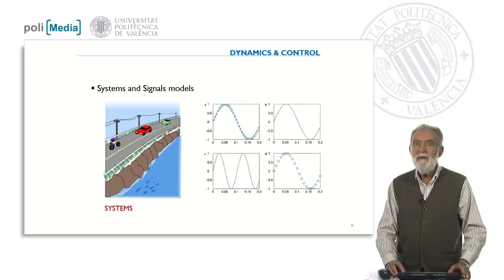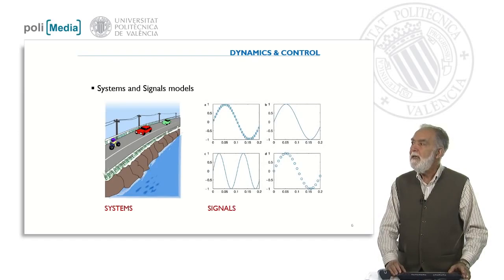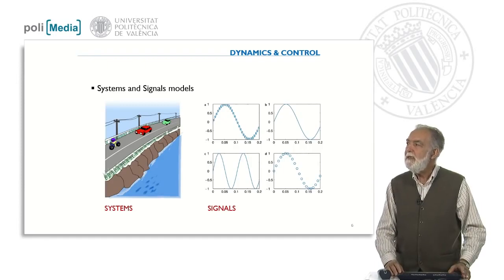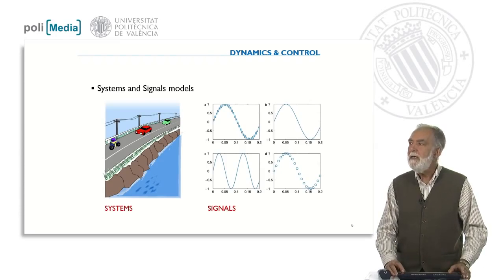And the same happens with signals. We may see here different signals, and they bring to us some information, but this information can be characterized and it can be represented in models which are very easy or easier to store, to transfer, to discuss and to understand the process itself.